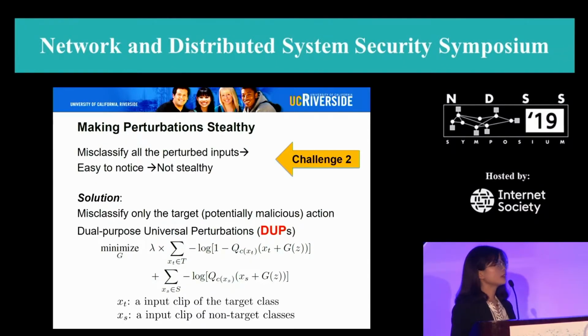We want stealthy. So we propose dual-purpose universal perturbation. Dual-purpose universal perturbation only makes the target action misclassified. To realize this, we have two parts in our objective function. So the first part, for input clips of target class, we want the DNNs to output low score for the ground truth class. And the second part, for input clips of non-target classes, we want the DNN to output high score for the ground truth class. Okay, until now, we have a stealthy universal perturbation.